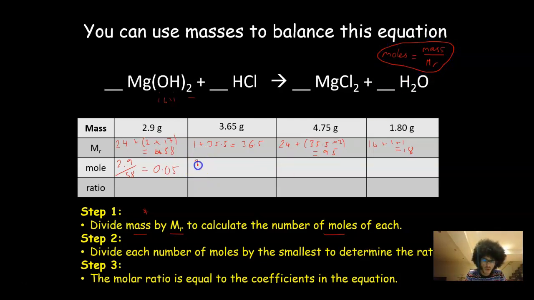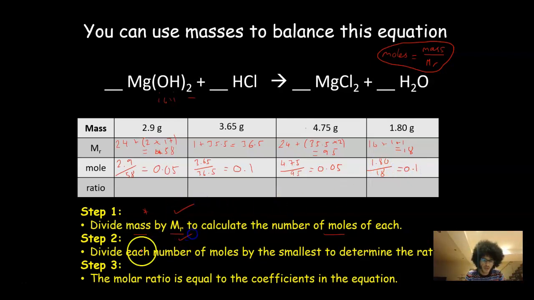So for this one, it's 3.65 divided by 36.5, which will be 0.1 if you put it in your calculator. 4.75, this is my mass, divided by the MR here, which is 95. That gives me 0.05. And then here, 1.80 divided by 18 gives me 0.1. Now I've done step 1.